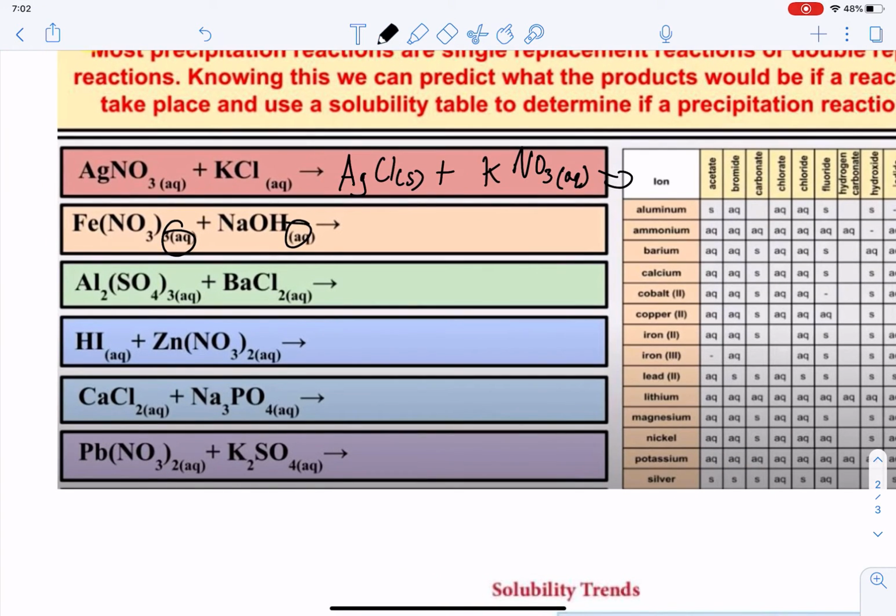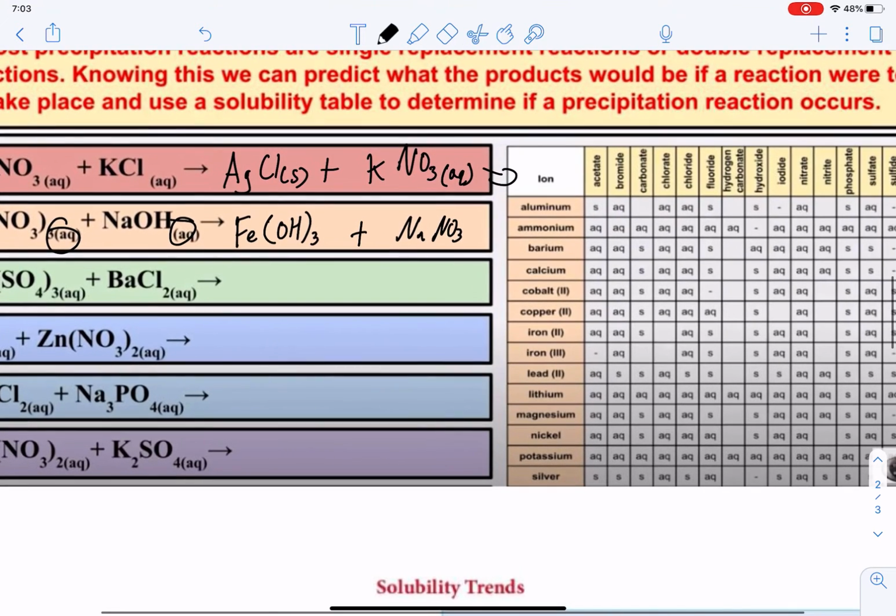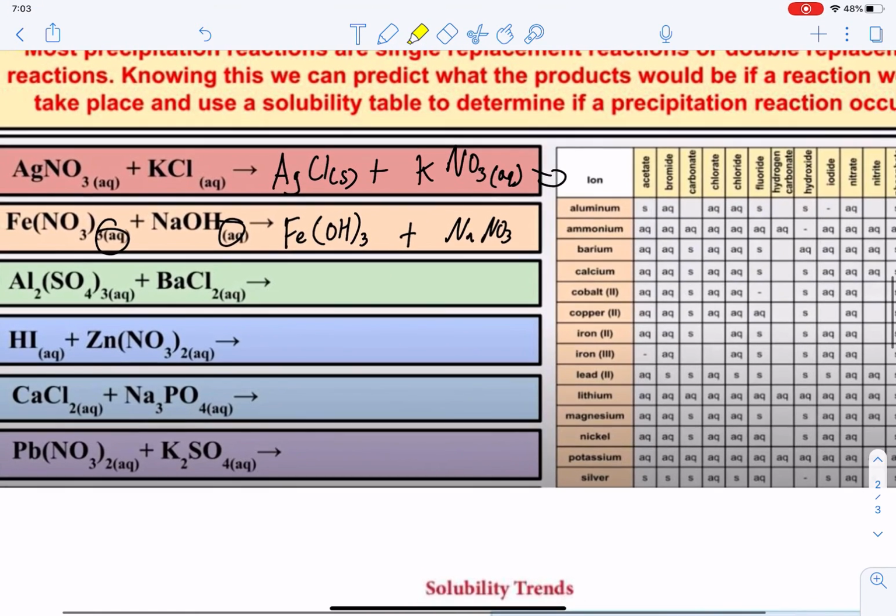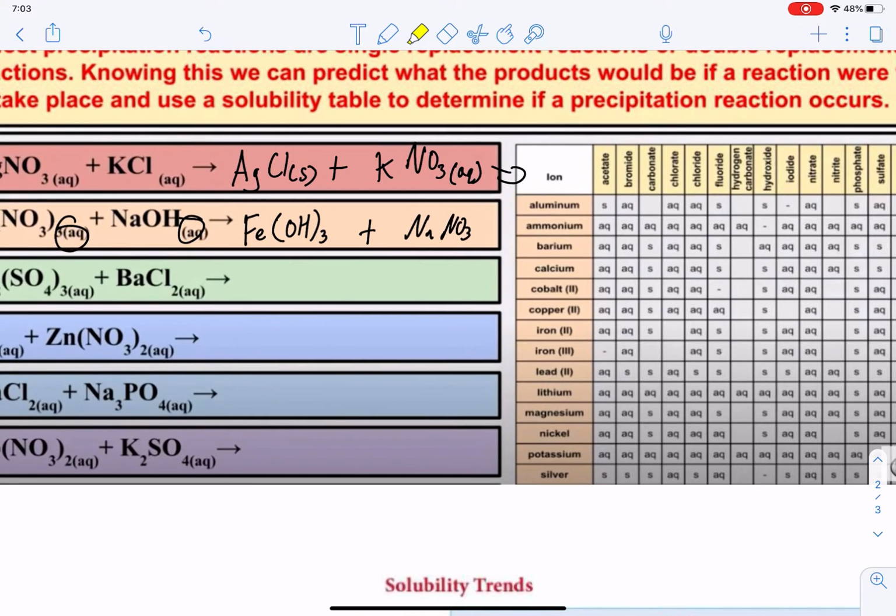All right, so first we have iron nitrate plus sodium hydroxide. So this is another double replacement. So iron hydroxide plus sodium nitrate. All right, let's mix up the highlighting. So iron hydroxide first, all right.